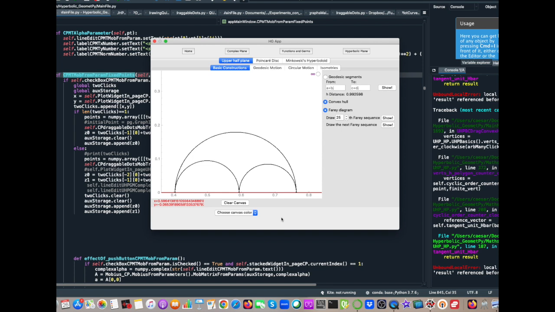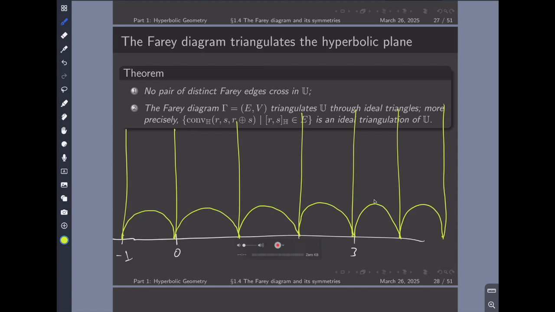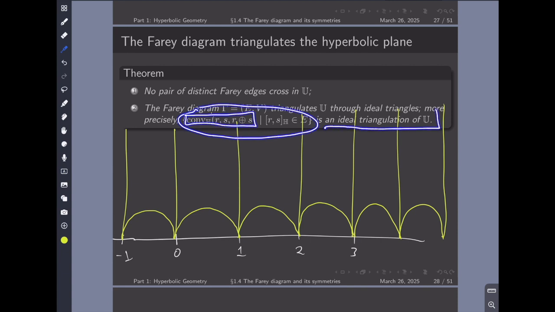And now by this statement, this set of ideal triangles is an ideal triangulation of U. First of all, every such triangle is ideal. For every such triangle, the 3 vertices are points at infinity, which is obvious, because each lives in R bar. So that's the easy part.